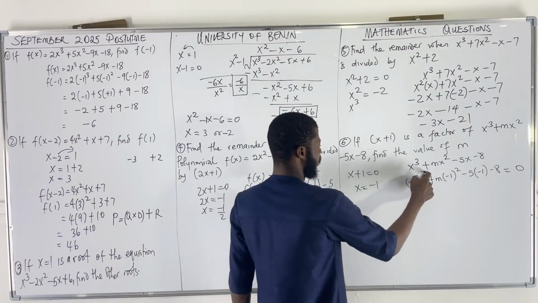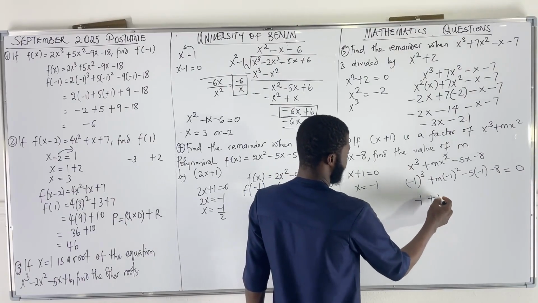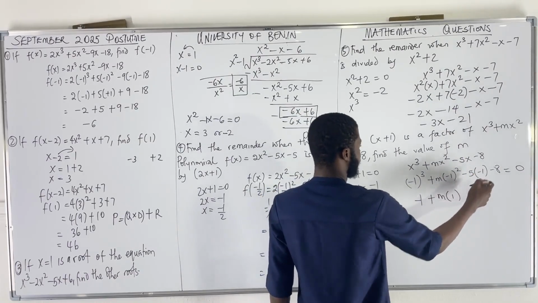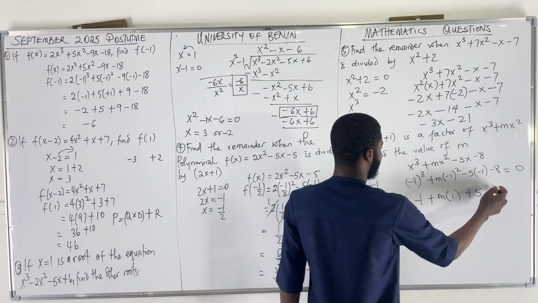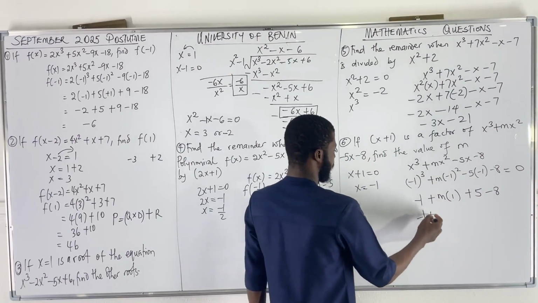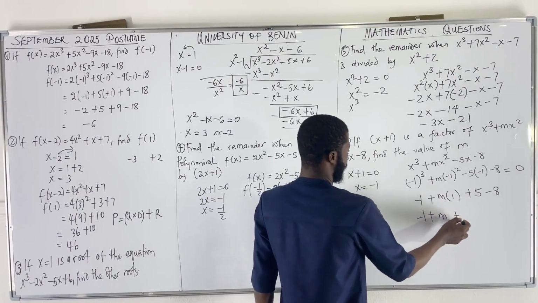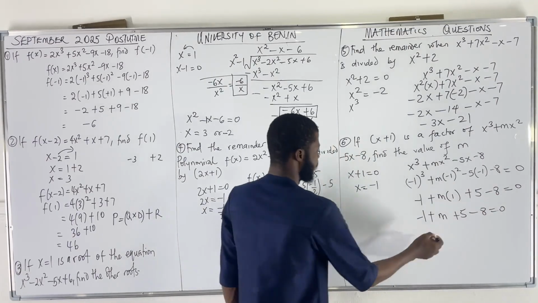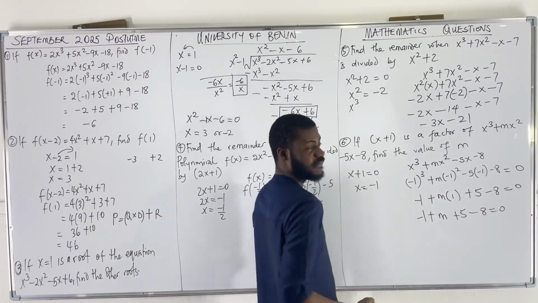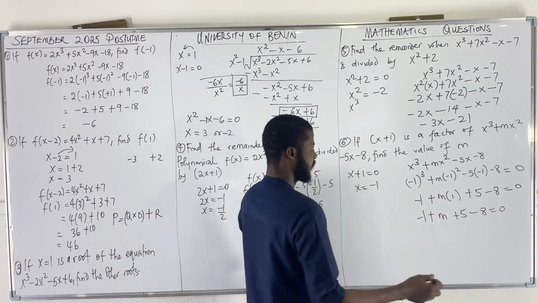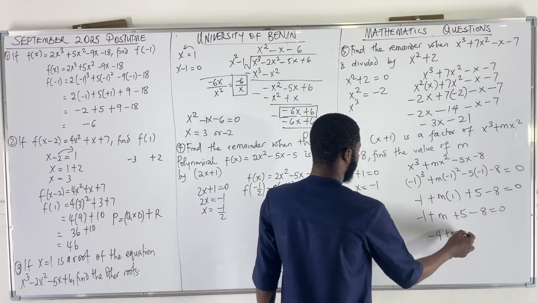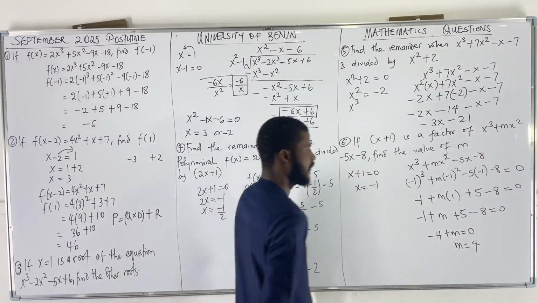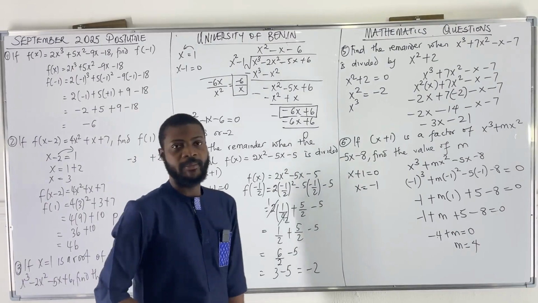So now, minus 1 cubed is minus 1 plus m into minus 1 squared is 1. Minus 5 times minus 1 is plus 5. And then you have minus 8. So this is minus 1 plus m times 1 is m plus 5 minus 8 equal to 0. So this is minus 1 plus 5 is 4. 4 minus 8 is minus 4. So you have minus 4 plus m equal to 0. Now this is m equal, if you take the minus 4 to this other side, it becomes ordinary 4.